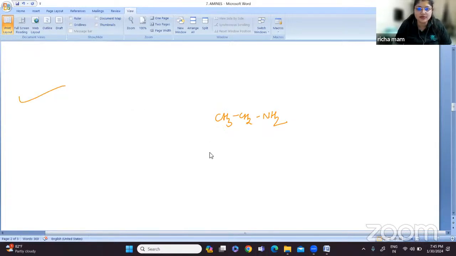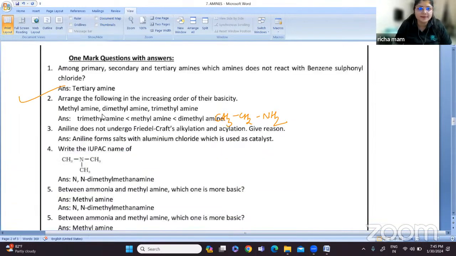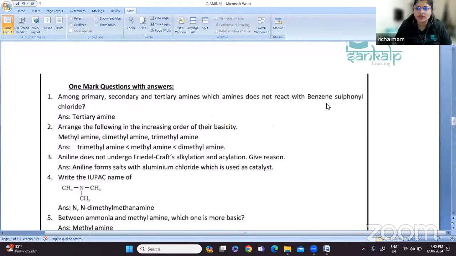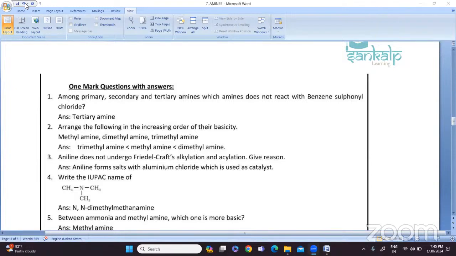So we'll see some of the 1 mark questions. Among primary, secondary and tertiary amines, which amine does not react with benzene sulfonyl chloride? Tertiary amines. We have seen this. Tertiary amines do not react with benzene sulfonyl chloride. Okay, you know that.